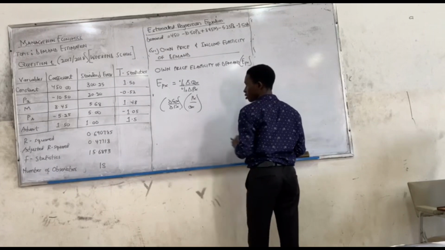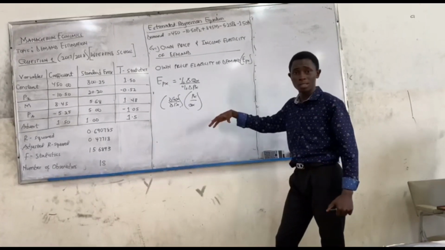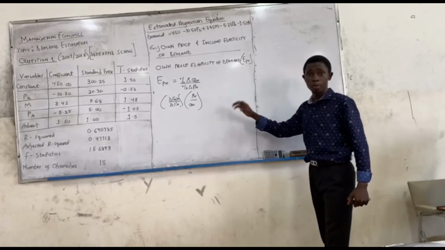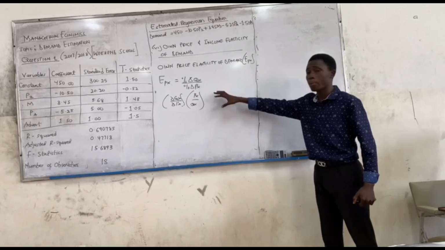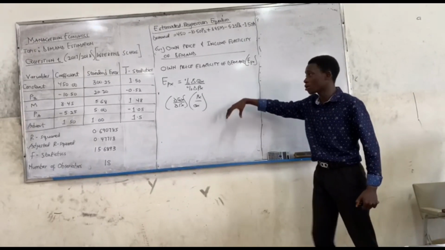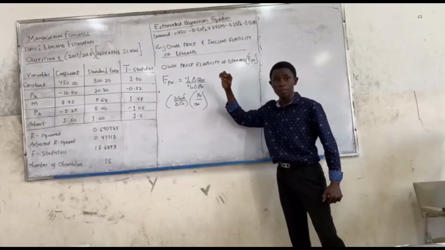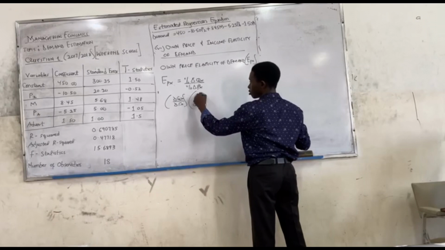Someone might say, I know that with own price, we have Q2 minus Q1 divided by P2 minus P1. So why are we not using that one, but using this approach? We use that approach for business economics. In managerial economics, we differentiate the demand function to get the elasticity. Okay. So now, price.